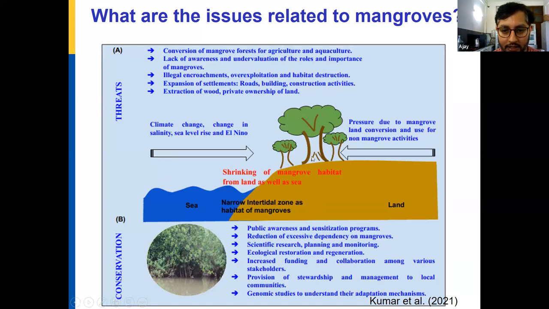You know, these arrows indicate that these mangrove forests are shrinking. You can see that this is the sea, and there is sea level rise nowadays because of melting of the ice, because of global warming, and because of that sea level rise, the sea will come towards the land side, and from the land side there are pressures due to mangrove land conversion and use for non-mangrove activities. So as a result, these mangrove habitats are being destroyed, or shrunk to a level beyond which they will not be able to recover. In that kind of situation, when mangroves are no longer available, you can imagine the fate of the coastal communities, particularly considering their huge role for their existence.